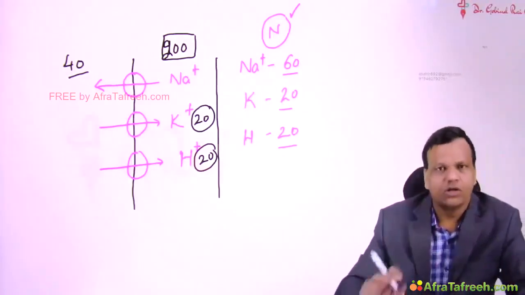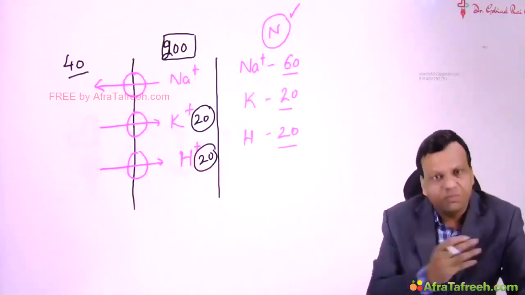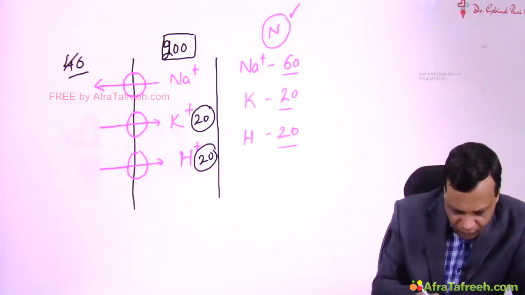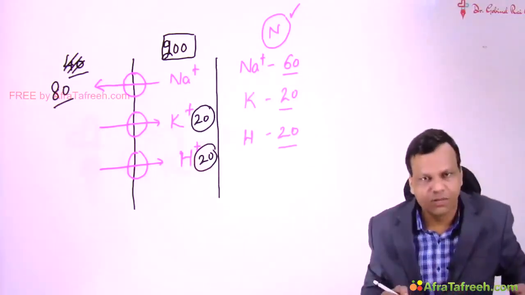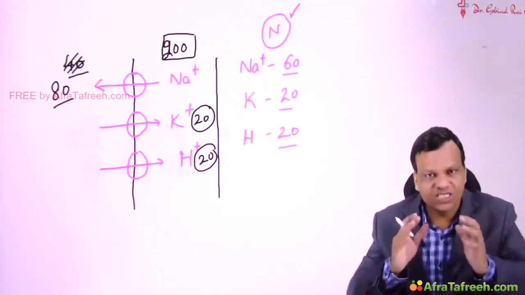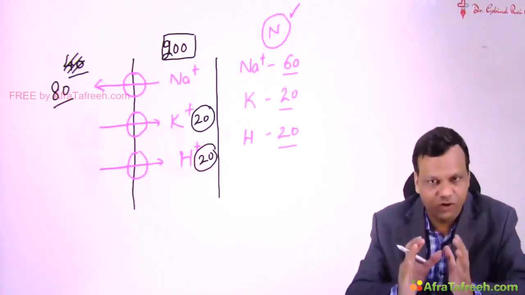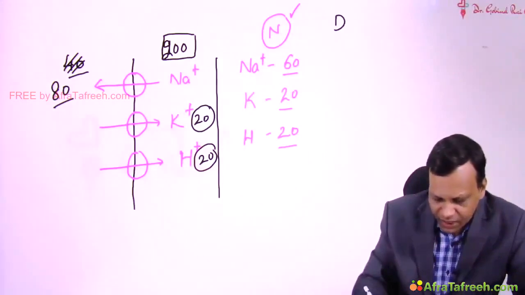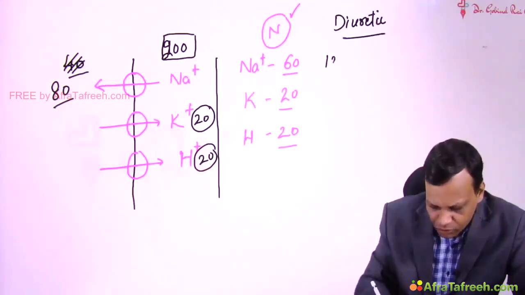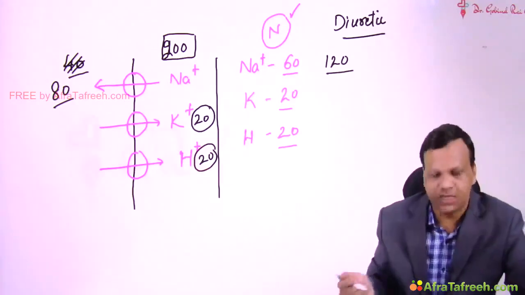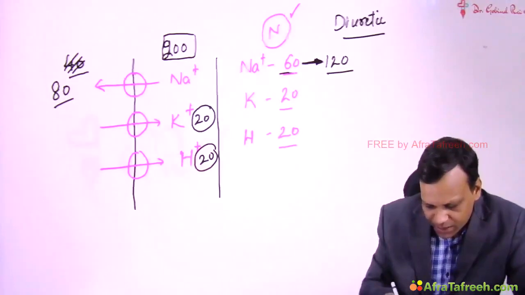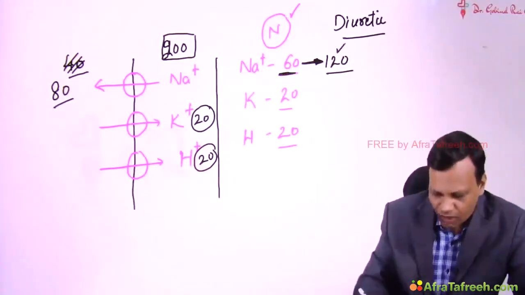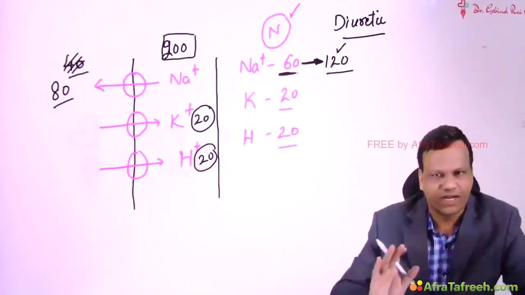When 200 molecules have reached, more will be reabsorbed. So instead of 40, now we assume 80 molecules of sodium are reabsorbed. When 80 are reabsorbed, how much is excreted in the urine? The rest, 120 molecules. So after giving a diuretic agent, now 120 molecules of sodium are excreted in the urine. We can safely say diuresis has happened, because earlier in a normal person 60 sodium were excreted, now 120 are excreted, so the diuretic effect has come.